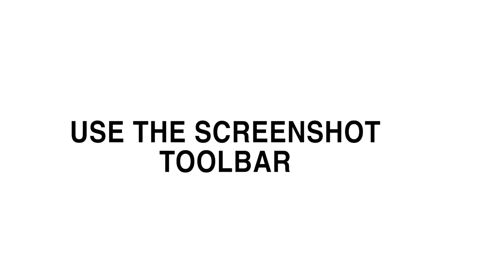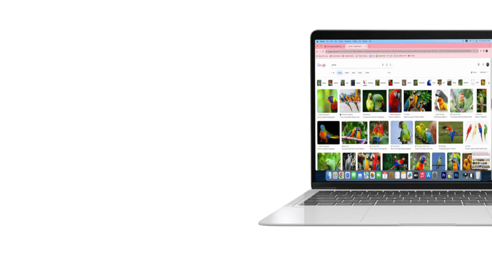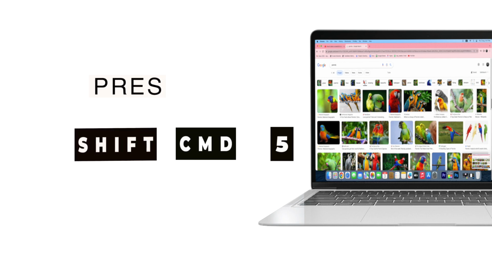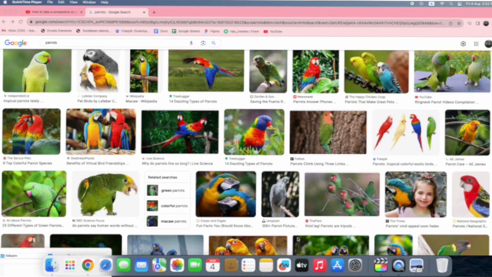You can also use the screenshot toolbar in addition to keyboard shortcuts. The screenshot toolbar is useful for things like recording your screen and changing your screenshot settings. To open it, press Shift-Command-5. By default, the tools will appear at the bottom of the screen, but you can move them around if you like. You'll find the controls for taking a screenshot on the left-hand side.